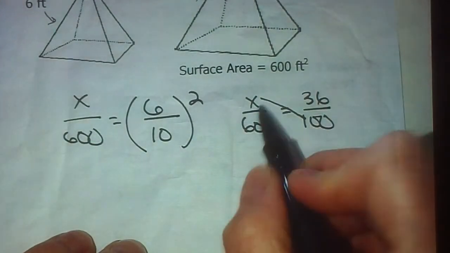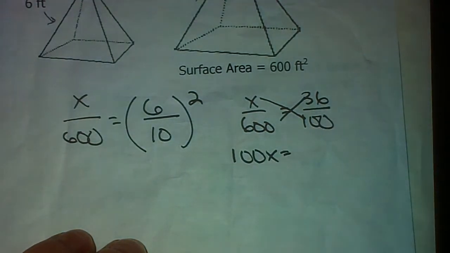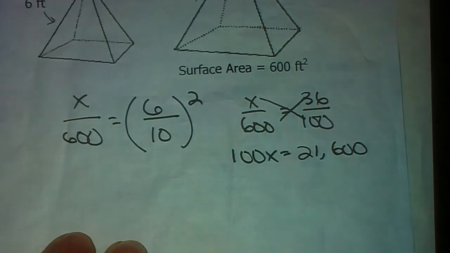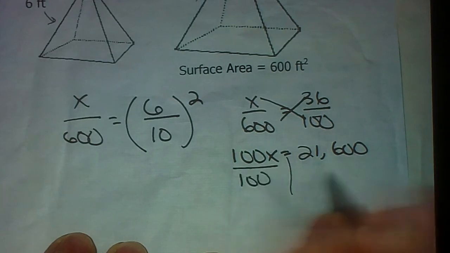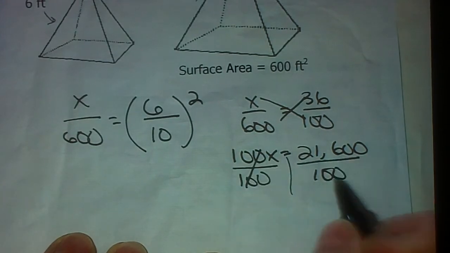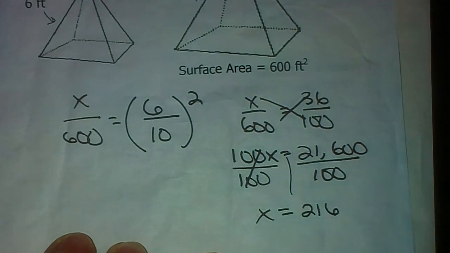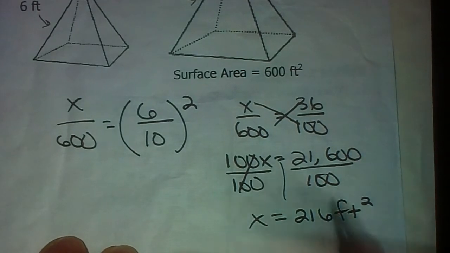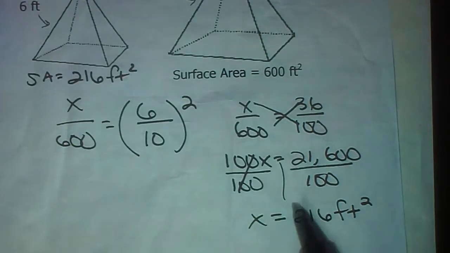So again, let's cross multiply. X times 100 is 100x. 600 times 36, do you have it? It is 21,600. All right, I want to know what just x is. So x is being multiplied by 100. To undo that, I'm going to divide it by 100. If you do it to one side, you must do it to the other. This means that x is equal to 216, and all of these measurements are in feet. And remember, we're finding surface area, so that means I need to square the unit of measurement. So the surface area of pyramid A, 216 feet squared.